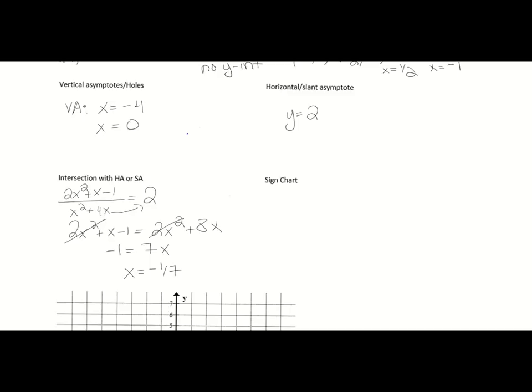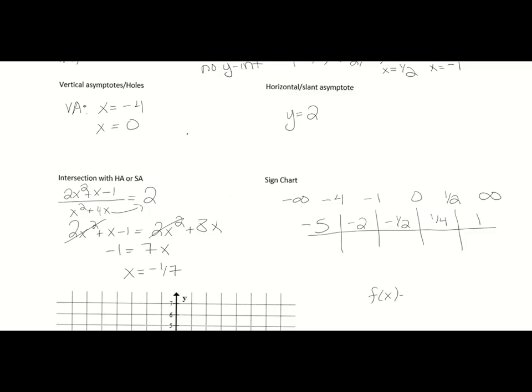So now we need to create our sign chart. I have negative infinity, my x-intercepts and my vertical asymptotes. So I had a vertical asymptote at negative 4, an x-intercept at negative 1, a vertical asymptote at 0, and another x-intercept at 1/2. I draw number lines. I pick test points, so negative 5, negative 2, negative 1/2, 1/4, and 1. And you want to do this from your factored form.